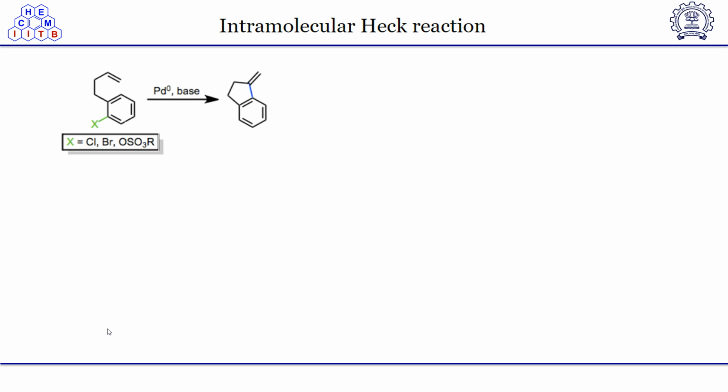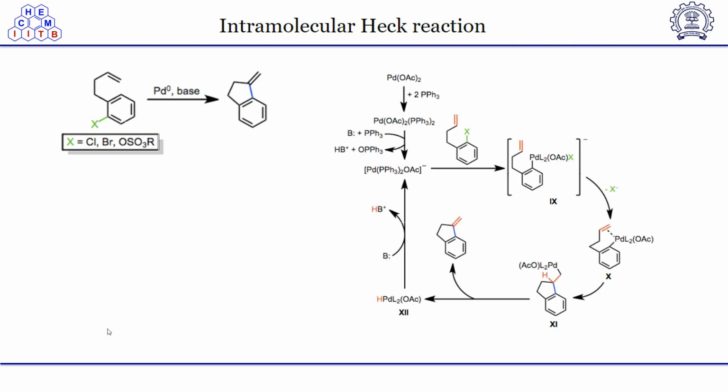We have already seen this reaction, that is a palladium catalyzed carbon-carbon bond forming reaction, this coupling reaction between halides and alkenes. So basically, this is an example of an intramolecular Heck reaction where the halide and alkene are part of a single compound. And the mechanism we have also discussed previously, that is, this palladium catalyst will first undergo oxidative addition on this halide and it will form this kind of complex.